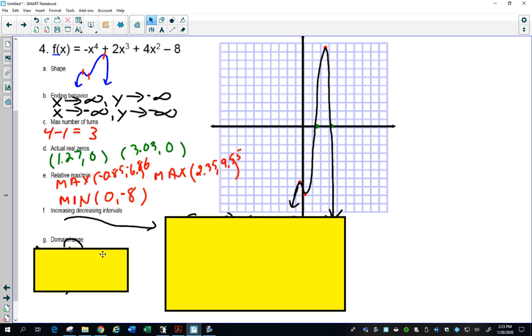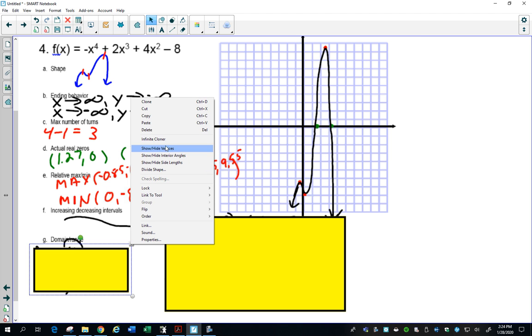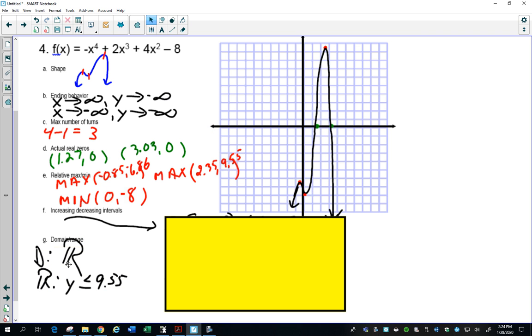Cool? All right, domain and range. Domain, all my x's are good. Range, though, notice how it doesn't get any higher than this. This red dot right here is then an absolute maximum or a true maximum, so that would affect my range. My range is going to be lower than this value right here. Since range is on y, it's going to be lower than this y value. Domain is then all reals, and range is y is less than or equal to the y value of that true maximum.